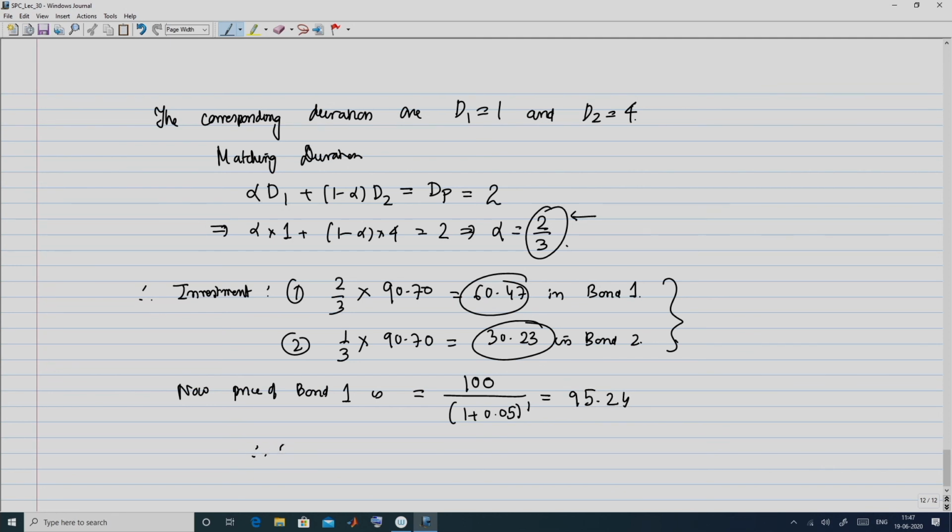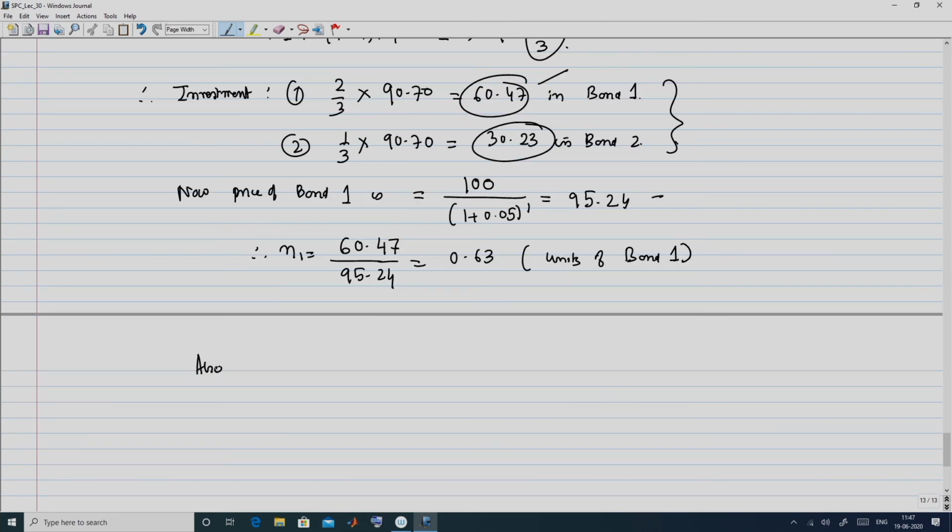So, therefore, N1 is going to be equal to the amount invested in the bond, which is 60.47, divided by the price of the bond, which is 95.24, and this turns out to be 0.63, and this is the units of bond 1. Now, also, what is going to be the price of bond 2?